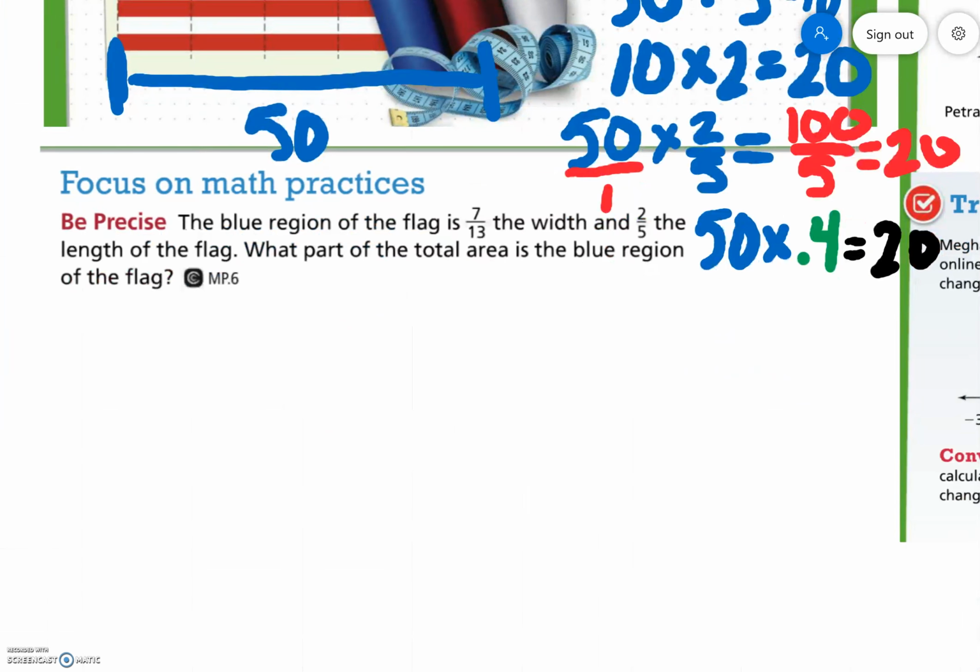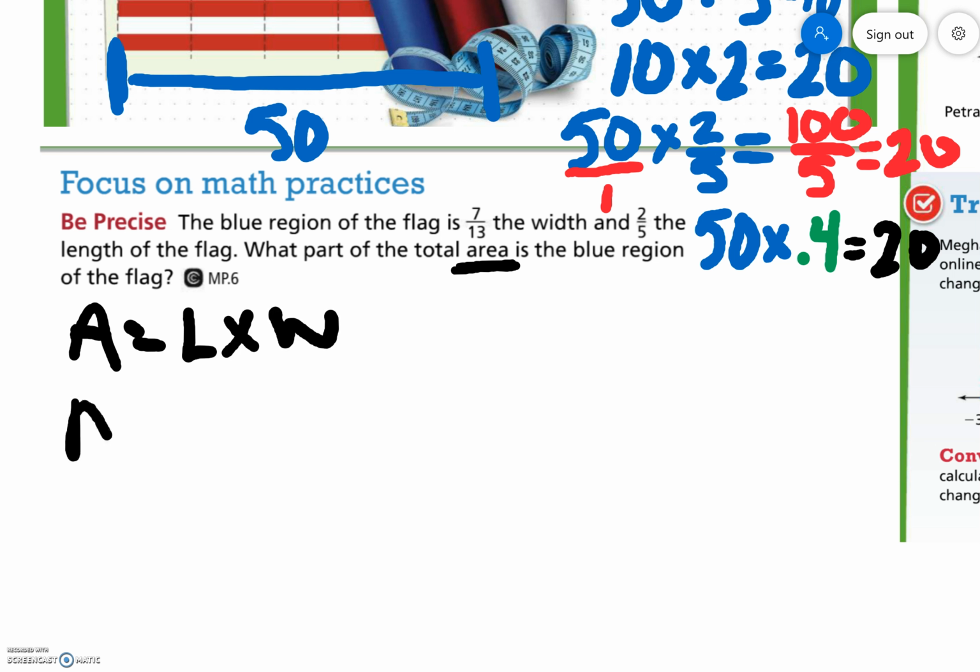Focus on math practices. The blue region of the flag is 7/13 the width and 2/5 the length. What part of the total area is the blue region of the flag? So area, we have to do area equals length times width. So they tell us that the length is 2/5 and the width is 7/13.